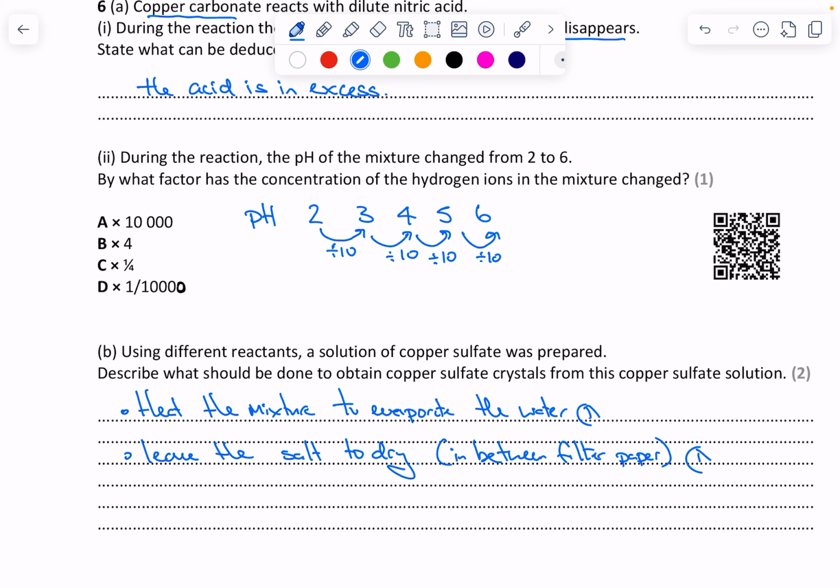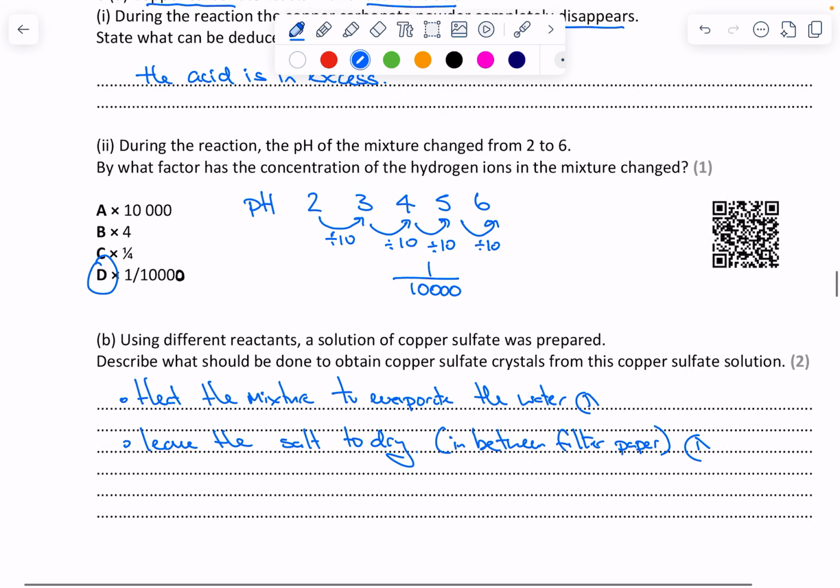So we've got 10 times 10 times 10 times 10, which is 10,000. But because we are dividing by 10, it is 1 over 10,000. So the only option that matches that is option D.